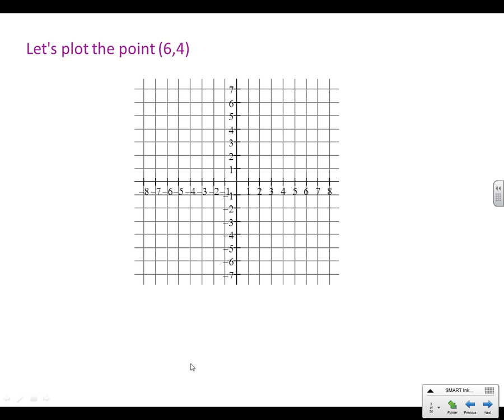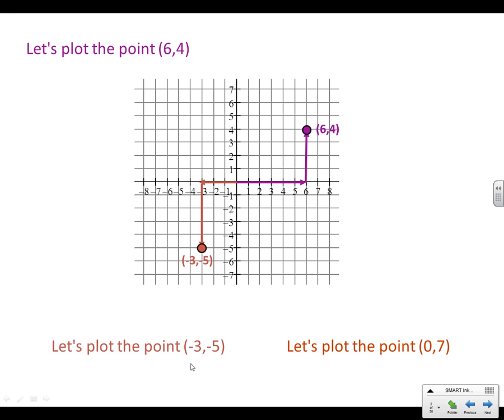But if we go in here and plot some points, we remember that we always do x first and then y. So we're going to go 6 over and 4 up, and we'll end up at the point 6, 4. All right, so let's do the same thing with -3, -5. Going left 3, down 5, into quadrant 3. All right, one more with 0, 7. Nowhere to go left or right, straight up, and we get 7. One more, -6, 0. We go to left and none up. There it is, -6, 0.